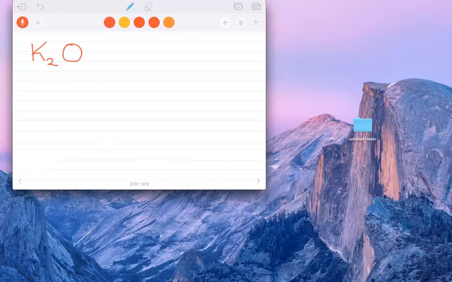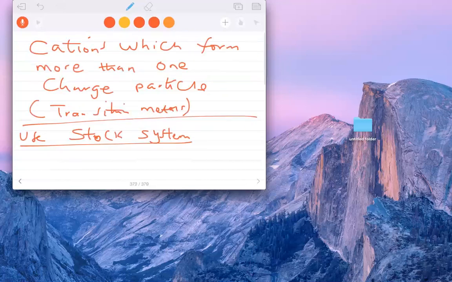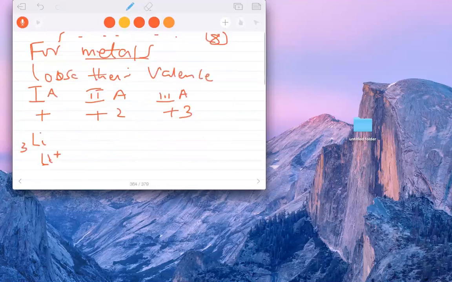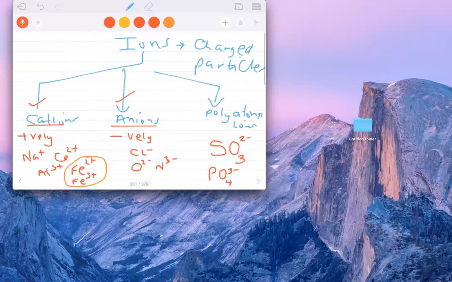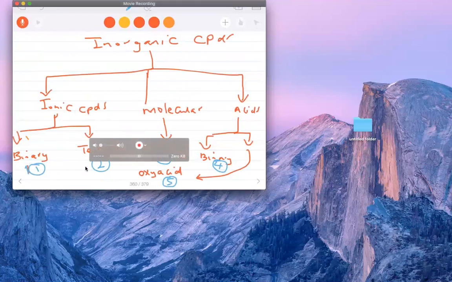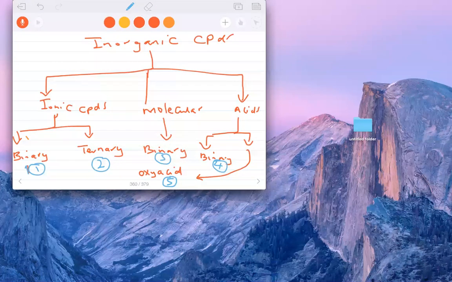With that, that takes care of the first two classes of compounds, which you should be able to do right here. These are the first two here, binary and ternary ionic compounds, and how to use the Roman numeral.